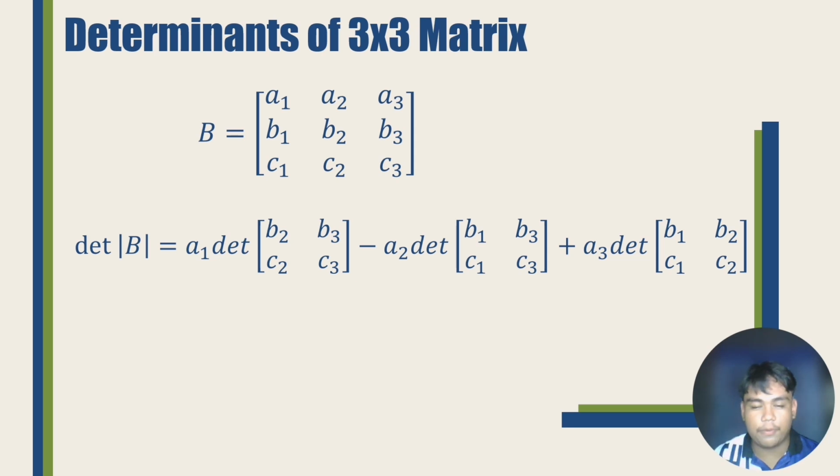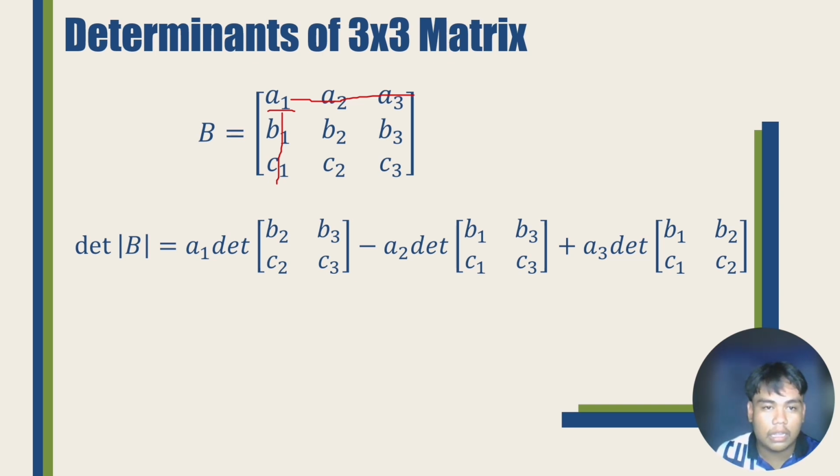First, we will get the product of a sub 1 and the determinant of the remaining 2x2 matrix. How can we get the remaining 2x2 matrix? We simply cross out all elements that are aligned with a sub 1. So here it is: b sub 2, c sub 2, b sub 3, and c sub 3. That is the remaining 2x2 matrix.